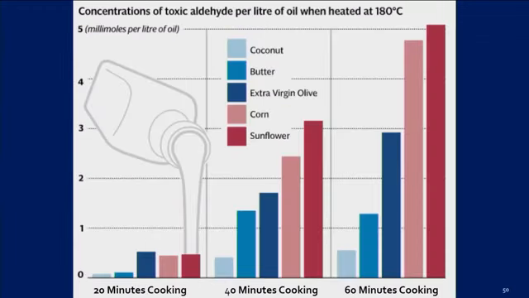Now I'm going to show you a histogram, and you look at the bottom there, 20, 40, and 60 minutes worth of cooking, and you'll notice that in the light blue colors, that's the coconut oil and butter, how low the toxic aldehydes are versus the corn and sunflower oil in the pink and purplish colors on the far right. Okay, so here's what we see.